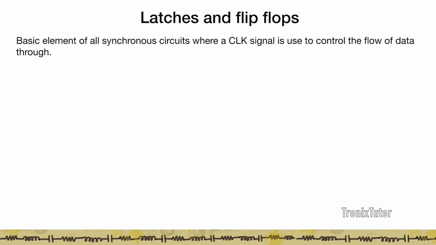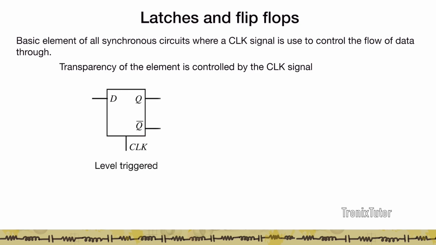So now let's look at latches and flip-flops. These are all the basic elements of synchronous circuits, and typically they all have a clock signal. So these elements are always going to have an input clock, and we're going to look at how these elements change when the clock comes in. Now this clock is going to control the flow of data, or the opening or closing of these gating elements. The transparency of the element is going to be controlled by this clock signal.